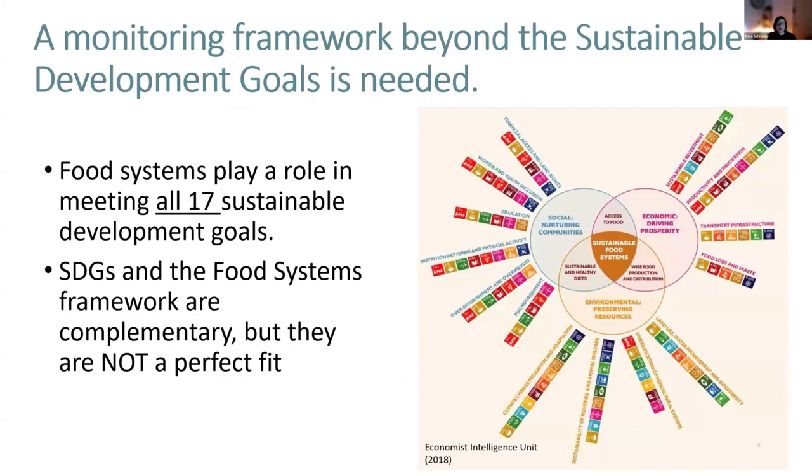Food systems are important, they're critical, they play a role in meeting all 17 sustainable development goals. But actually a lot of the things we need to know about food systems can't really be observed from the indicators directly that have been selected to monitor the sustainable development goals. So in a sense, monitoring food systems is complementary with the SDGs, but it's not a perfect fit. And so additional indicators are needed in order to be able to steer food systems to do their part in achieving the SDGs, to which they are an essential contributor.